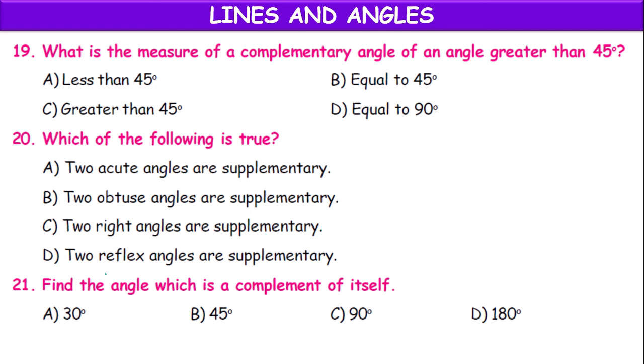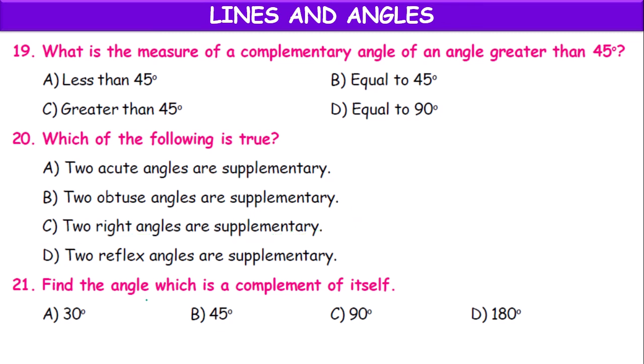Next, two reflex angles are supplementary. Reflex angles means greater than 180 degrees and less than 360 degrees. So their sum will always be greater than 180. False. So only one statement is true, children. That is option C. Two right angles are always supplementary.